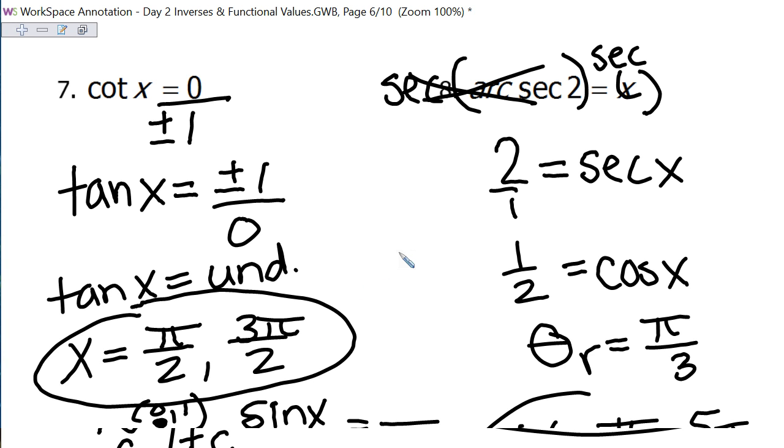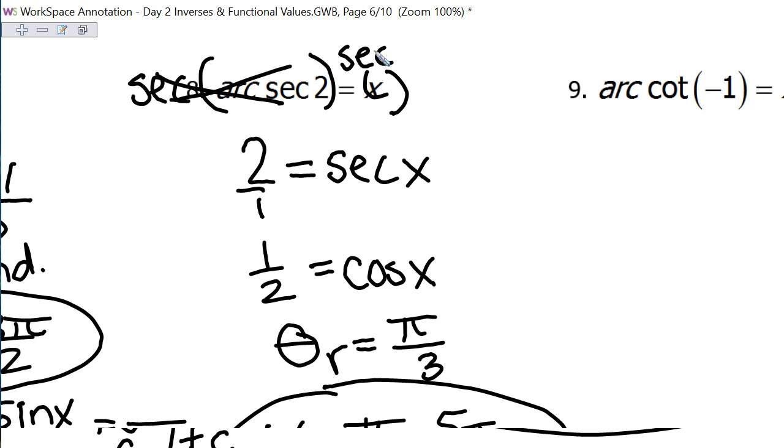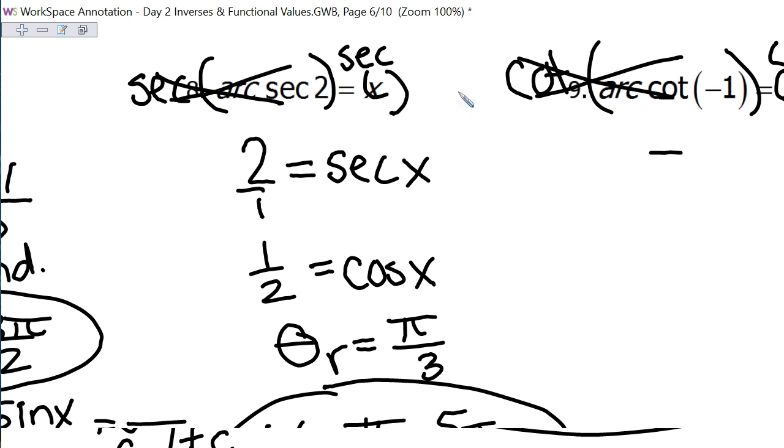And number 9, how can I get rid of arc cotangent? Take the cotangent of both sides. So cotangent of the left side, take the cotangent of the right side. Cotangent of arc cotangent does cancel, so that leaves us with negative 1 equals cotangent of x. Instead of cotangent, I can change that to tangent.